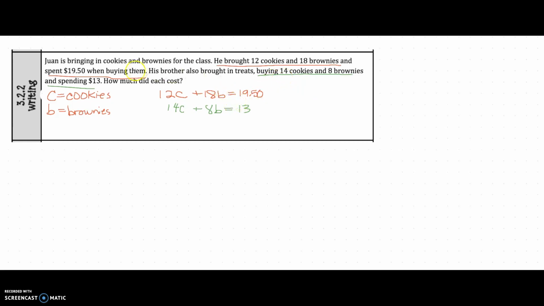The one thing I do want to talk about is a kind of weird one that sometimes trips students up. Let's say the original thing said he brought 12 cookies and 18 brownies and spent $19.50, and then it also said that brownies were twice as much as cookies. Then we would have the same first equation, but our second equation would be something like, if brownies were twice as much as cookies, that means brownies equals twice as much as cookies, or B = 2C.